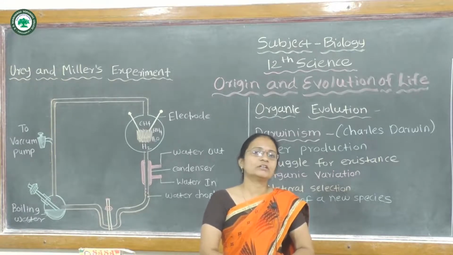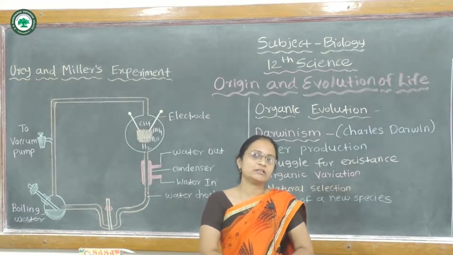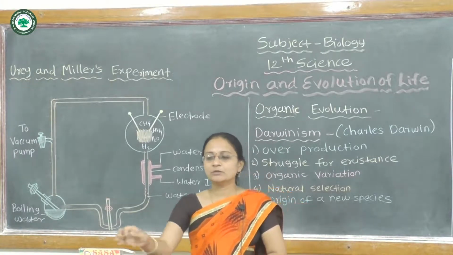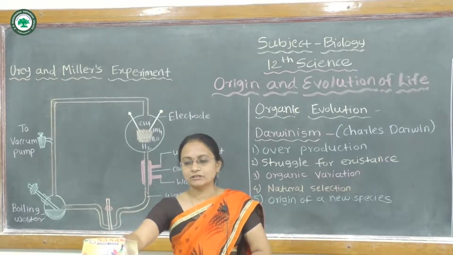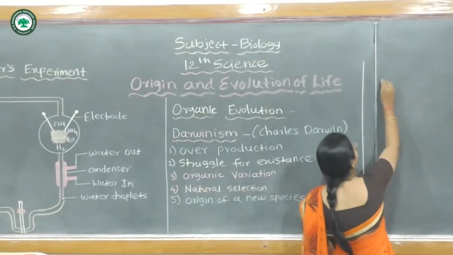How this neutral condition also takes place, he is unable to explain. How the hybrids get formed, he is unable to explain. These are some of the drawbacks of Darwin's theory. Now we come to the mutation theory.